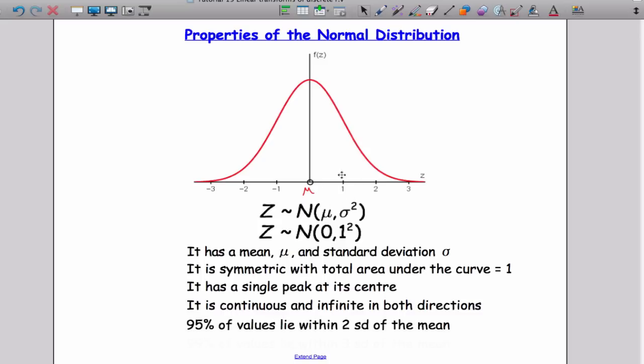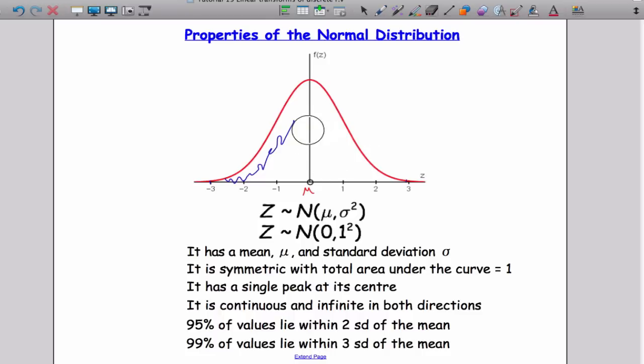And what we'll find is actually that 95% of the values will lie within 2 standard deviations of the mean. So this is 2 standard deviations below the mean, that's 2 standard deviations above the mean, and you'll find that 95% of the values are located within here. Another thing that's important is that 99% of the values lie within 3 standard deviations of the mean. So 99% of the values are right within this area here.